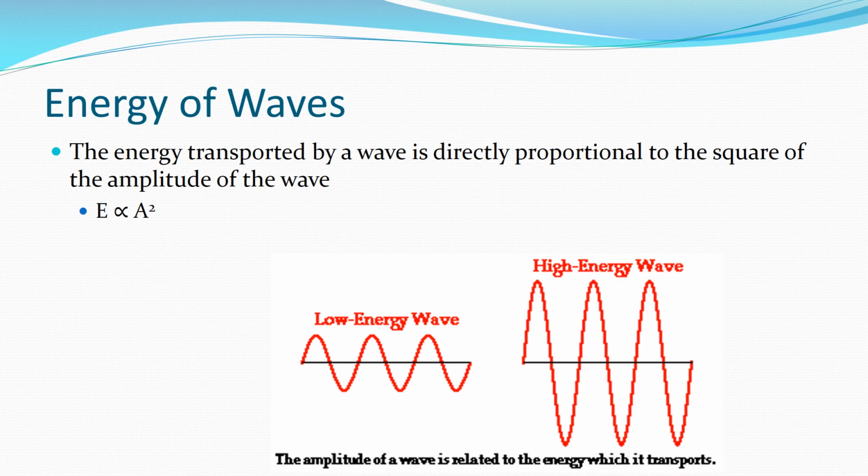It doesn't matter how fast the waves come into the shore, it only matters how large the wave is compared to the equilibrium point. So here we have a low energy wave and a high energy wave. The low energy wave has a low amplitude, and the high energy wave has a high amplitude. How closely these are to each other does not affect the wave's energy. It doesn't matter what the wavelength is.